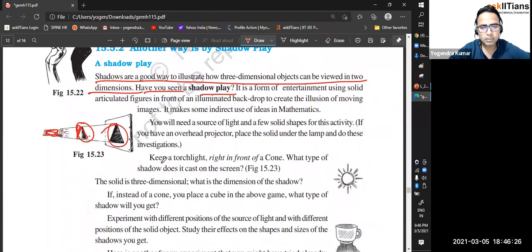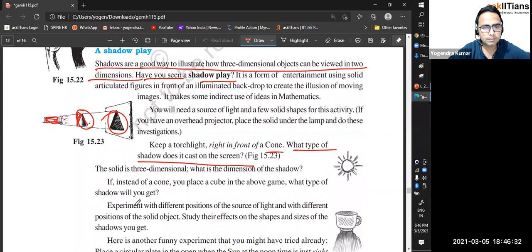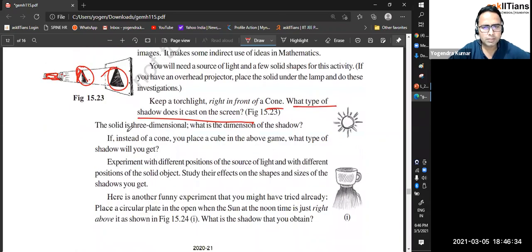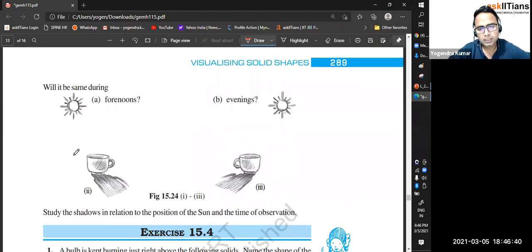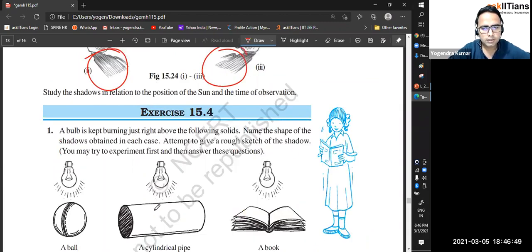So that is what they're telling. Keep a torchlight in front of a cone. What type of shadow does it cast on the screen? You can observe that a triangular shape it will cast. So this is what we call shadow play. This cup is there. If the light is on this side, what will the shadow be? From this side, this will be the shadow, right? I hope you're getting it.